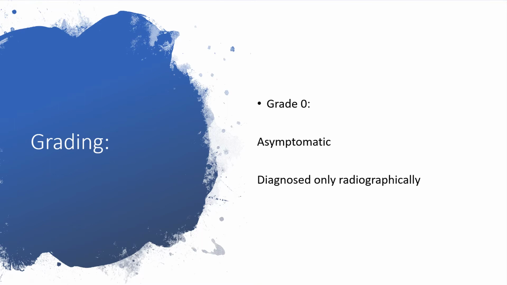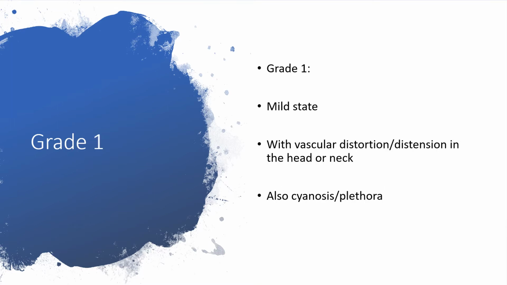How do we grade superior vena cava syndrome? Grade 0 has no symptom, that is asymptomatic, and that will be diagnosed only radiographically. Grade 1. This is also known as the mild state. It's associated with vascular distension in the neck or head region, also associated with cyanosis or plethora.